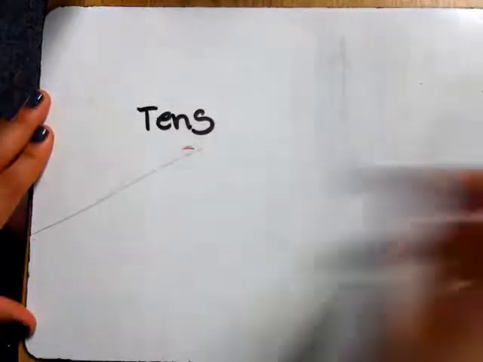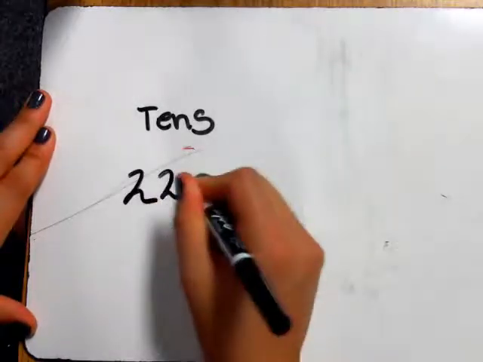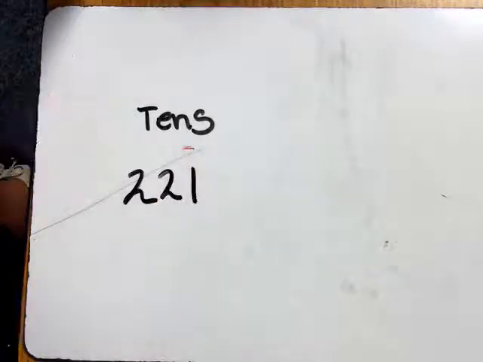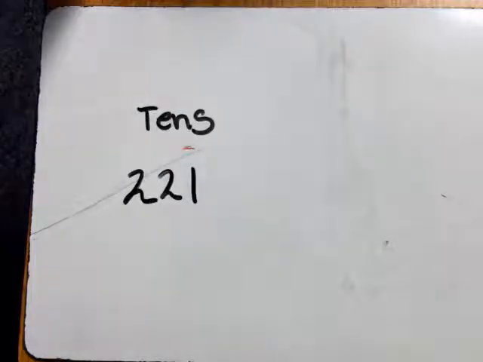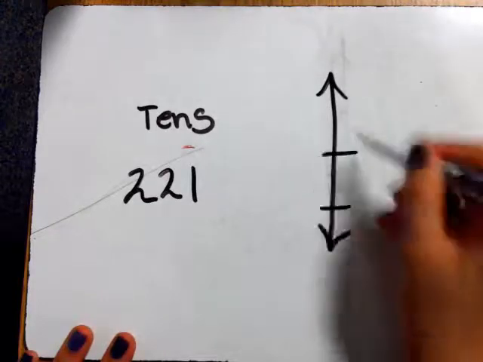Let's do 221. So step 1, we already have done it. We read the problem. It is 221. Step 2 is asking us to create the vertical number line. Here we go. And it always just has 3 points.